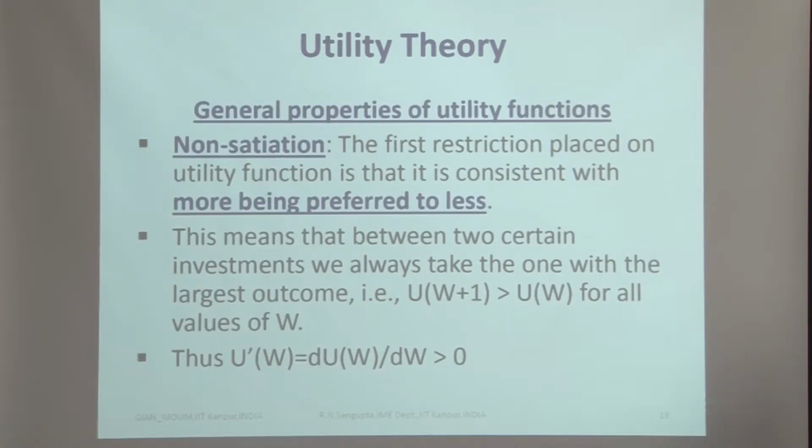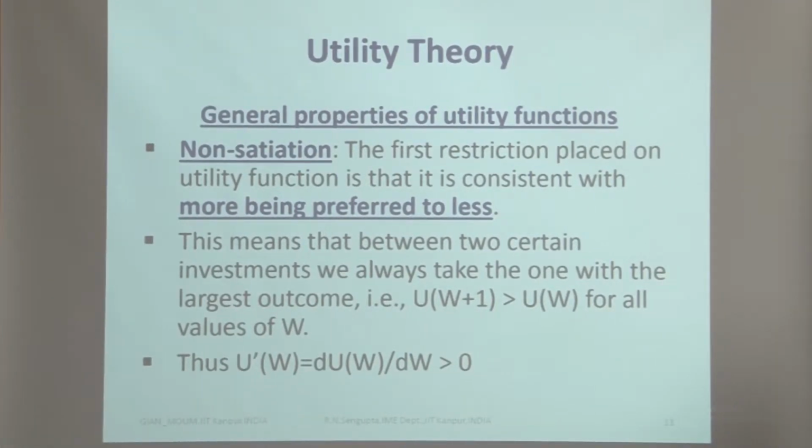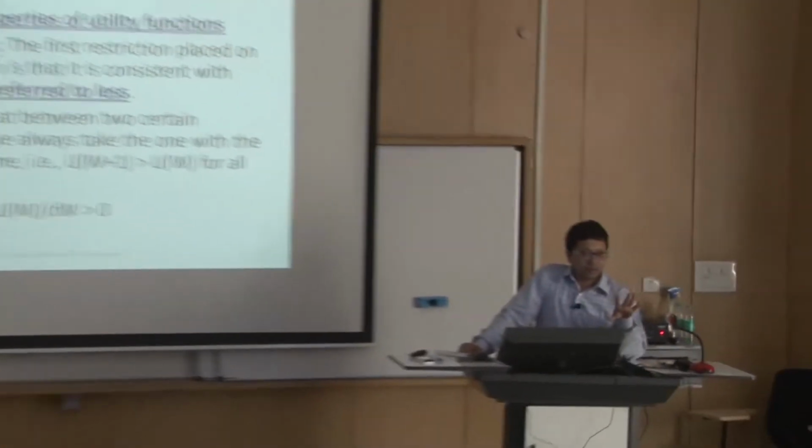Now, the general properties of utilities are very simple. One is that the more I give you, the more you want, which means the property of non-satiation, and this property of non-satiation is applicable for all the values of W. That means the first derivative is positive, but there is a catch here. The first derivative is positive, but it can increase at an increasing rate, at a constant rate, or at a decreasing rate. But du by dw is always positive, while the second derivative would change depending on the circumstances. And what are the circumstances? We will see that later on.